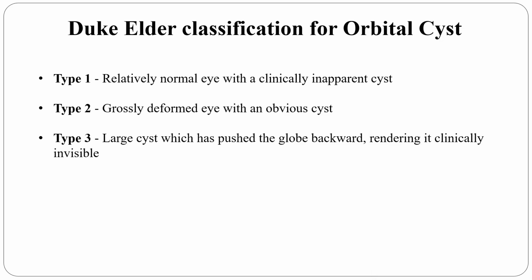Duke-Elder's classification for orbital cyst: type 1, a relatively normal eye with a clinically inapparent cyst; type 2, a grossly deformed eye with an obvious cyst; type 3, a large cyst which has pushed the globe backward, rendering it clinically invisible.